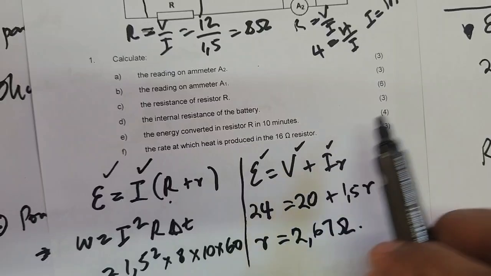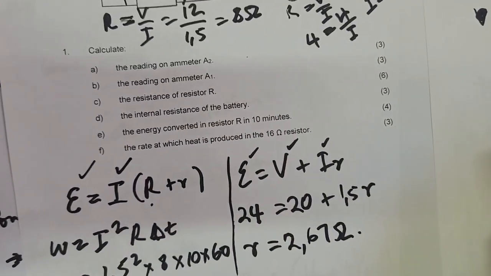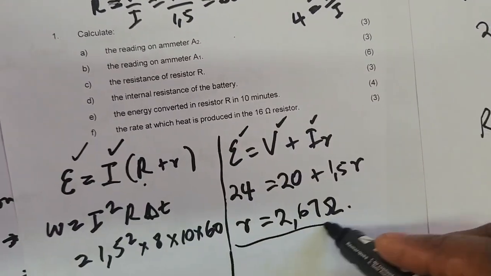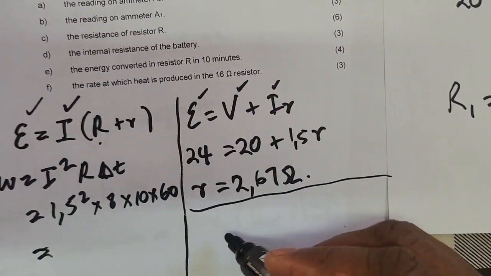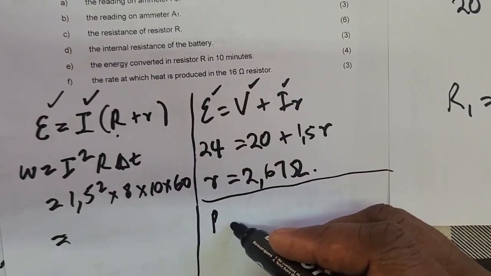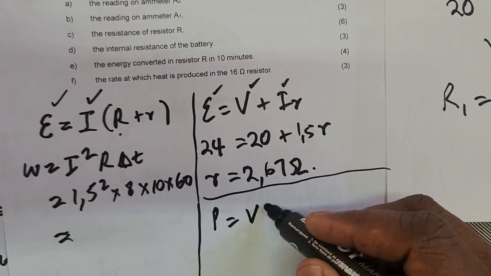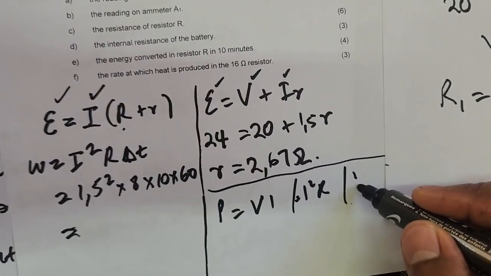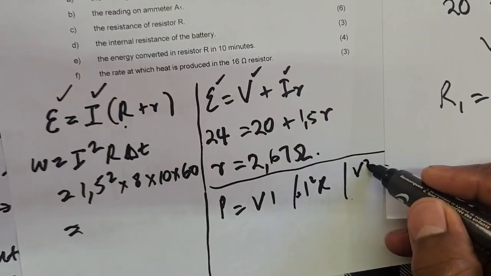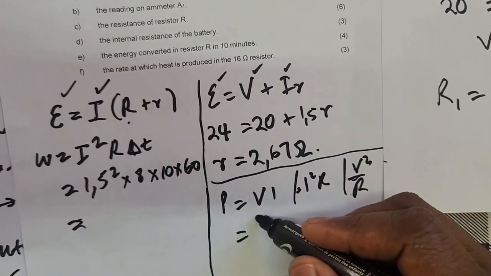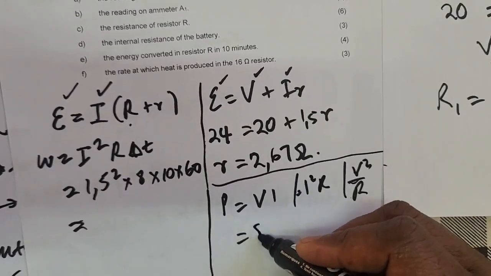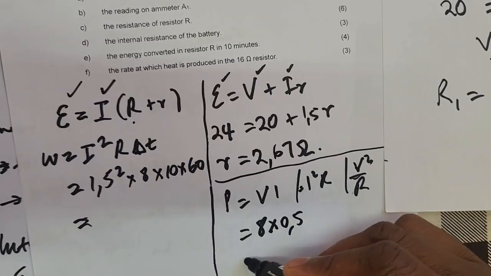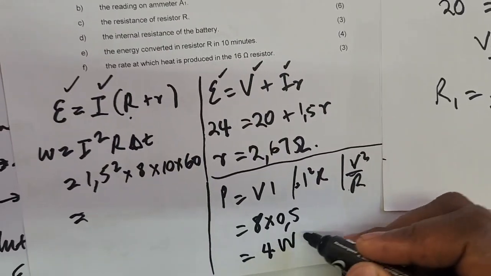Then the last one will be calculate the rate at which heat is produced. So the rate of producing heat is power. Indirectly, you're calculating power. How do we calculate the power? In the 16 ohm, we can just say power equals VI. You've got the option power equals I squared R. You can say again power equals V squared over R. So in this case, all these are applicable. The easiest one, the voltage across the 16 ohm, we agree that is 8, and then the current flowing through the 16 ohm is 0.5. Therefore, the power there will be 4 watts.